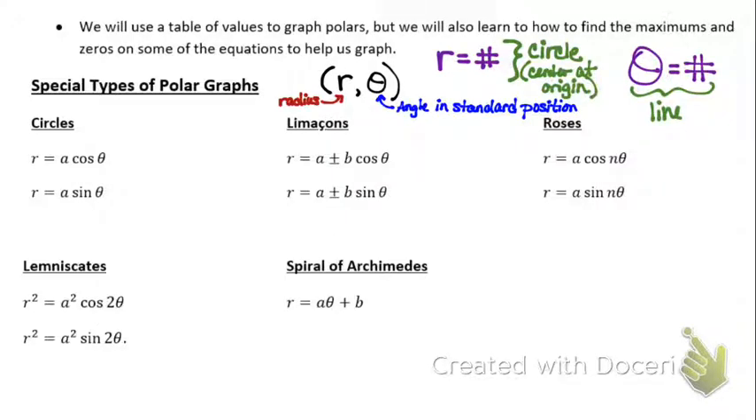We're going to start talking about some special types of polar graphs. You'll notice circles show up again, but these are not just r equals and then a value. This is r equals a cosine theta or r equals a sine theta. These are circles, but where the center is not at the origin.